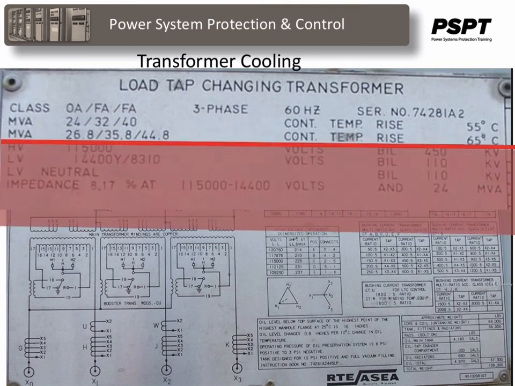26.8 MVA can be used using natural convection if you want to raise the temperature to 65 degrees C. Similarly, if you engage the first stage of fans, then you can increase the output of the transformer to 35.8 MVA, and if you engage all of the fans, you can increase the MVA output to 44.8 MVA, again, not to exceed 65 degrees C.